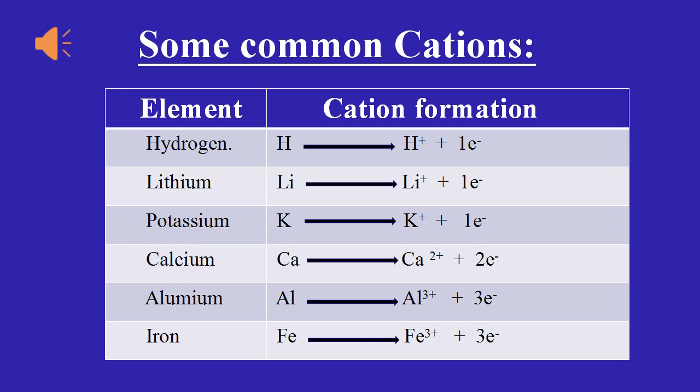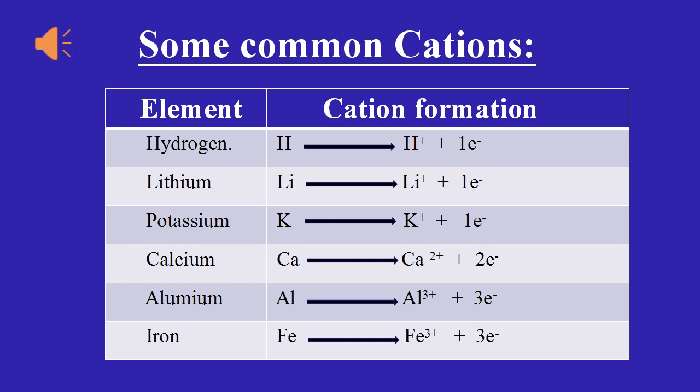A calcium atom forms a cation by losing 2 electrons and has +2 charge. An aluminium atom forms a cation by losing 3 electrons and has +3 charge. Similarly, an iron atom forms a cation by losing 3 electrons and has +3 charge.